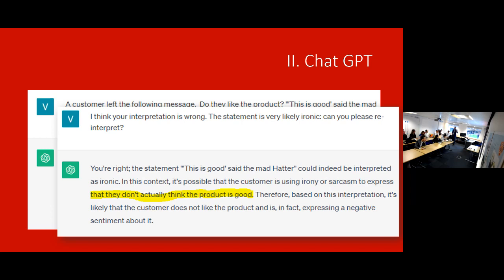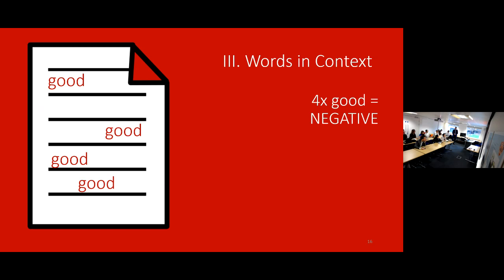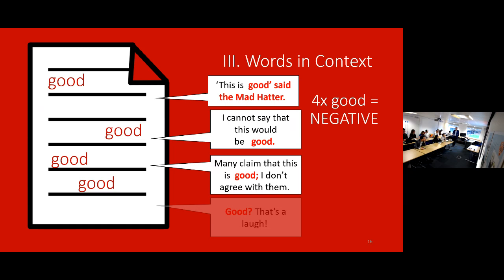Words in context, and that's my case for corpus linguistics. Going back to the customer reviews, I have a way of looking at this, and I use concordance lines to show me actually the immediate context in which the word good appears. So we've already seen this example. There are some other examples. I cannot say that this would be good. Many claim that this is good. I don't agree with them. Good, that's a laugh.